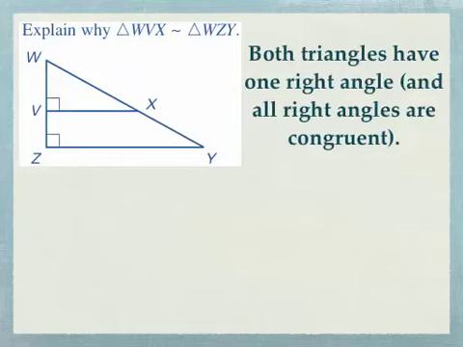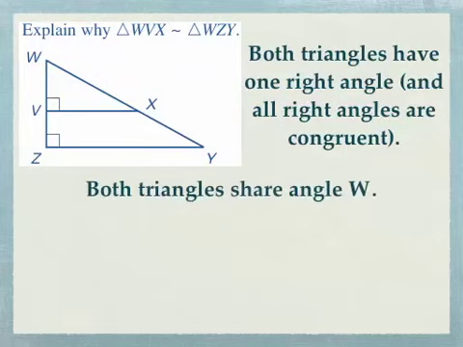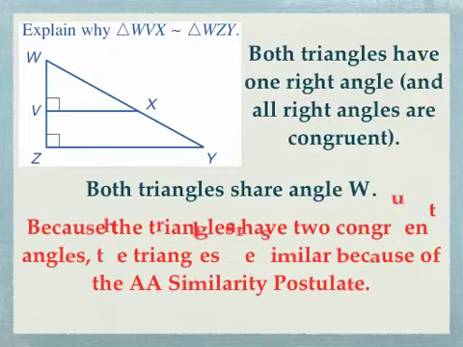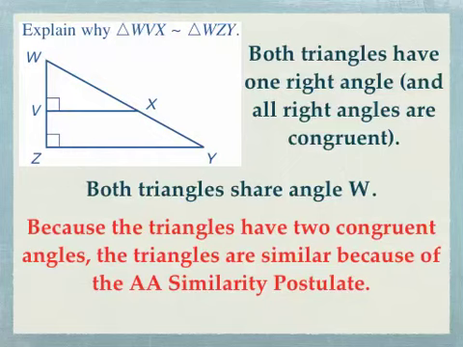Something that might not be as easy to see, but you can see it, is that the smaller triangle, WVX, and the larger triangle, WZY, both contain angle W at the top. So both triangles share angle W. I have two congruent angles, so I can say that because the triangles have two congruent angles, the triangles are similar because of the angle-angle similarity postulate.